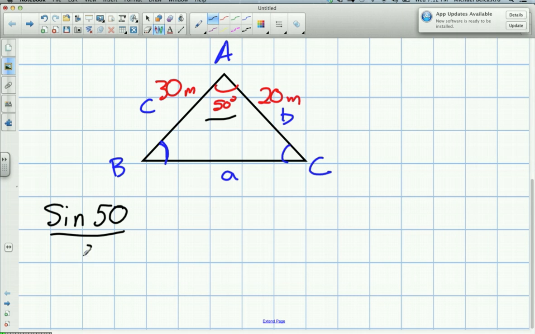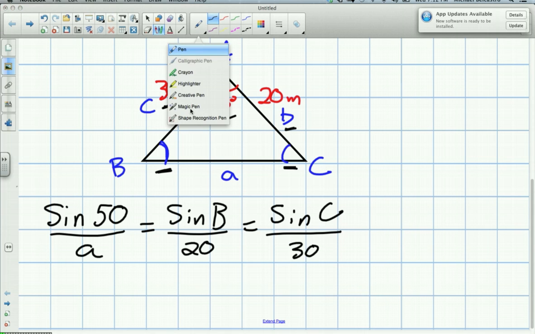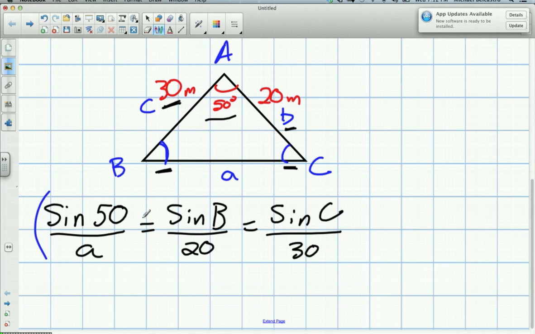And then side A, well, that one is unknown, is equal to angle B, sine, well, we don't have angle B, so we're just going to say sine B, right? We don't have the measurement of that angle. Divided by side B, well, that's 20. Is equal to sine C, well, we don't have angle C, so let's call it C, divided by side C, well, that's 30. Now, because I said this was a ratio, if you look carefully, there's 3 ratios altogether.